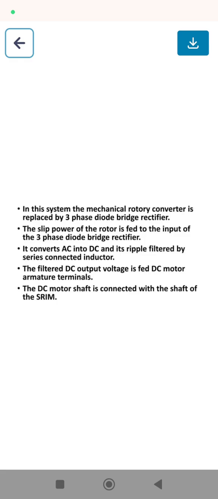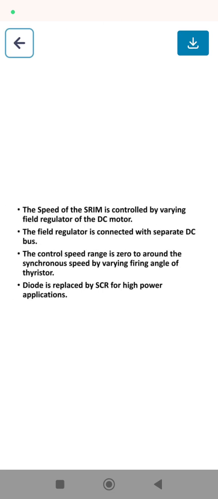In this system, the mechanical rotary converter is replaced by a 3-phase diode bridge, which is fed from the rotor. It converts AC into DC and its ripple is filtered by a series connected inductor. The filtered DC output is fed to the DC motor. The DC motor is connected with the shaft of the SRIM. From that we can control the speed. For high power applications, the diode is replaced by an SCR, so that the harmonics can easily be removed.